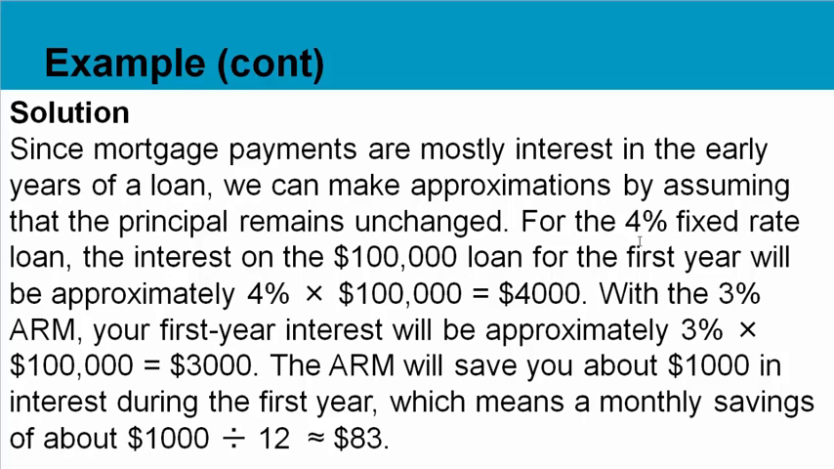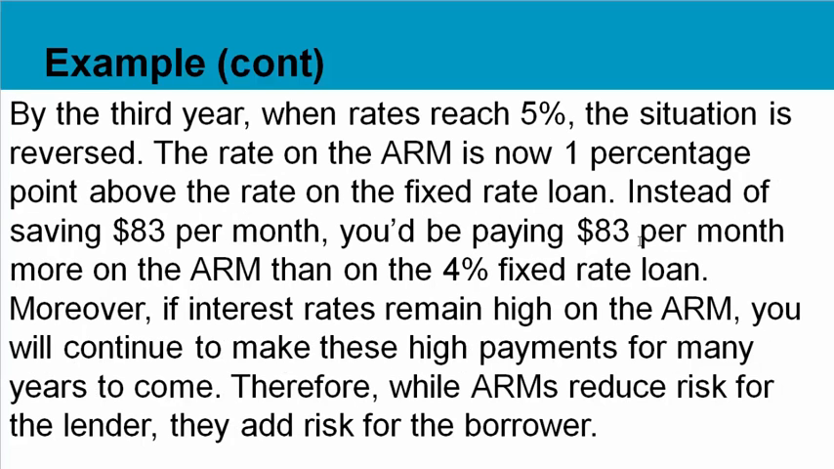Well, on a $100,000 loan, you're basically paying $4,000 at 4%. With the 3% ARM, you're basically paying $3,000. So it'll save you $1,000 in interest during the first year, which means a monthly savings of about $83. However, by the third year, when rates reach 5%, the situation is reversed, and now you're losing $83 per month, whereas you would have been saving $83 per month if you stayed with the 4% loan.